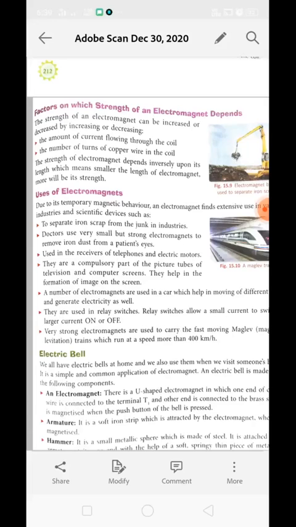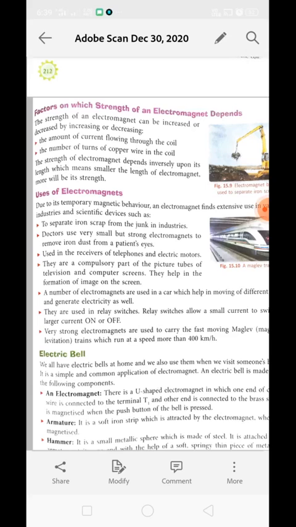Next topic is factors on which the strength of an electromagnet depends. The strength of an electromagnet is provided with the help of electric current. So we can increase or decrease it by controlling the electric current, right? So what are the factors on which the strength of an electromagnet depends? The first factor is the amount of current which we are providing through the coil.